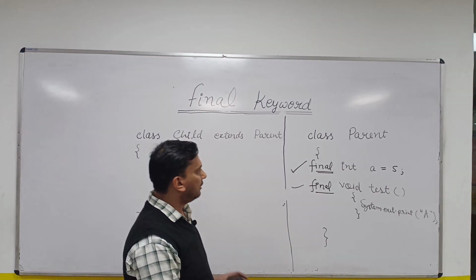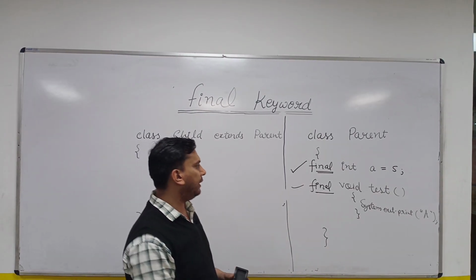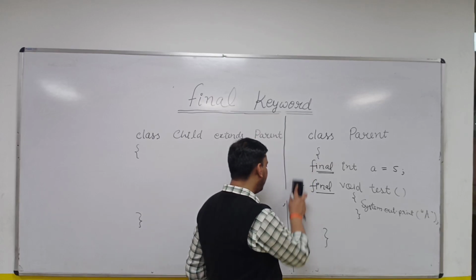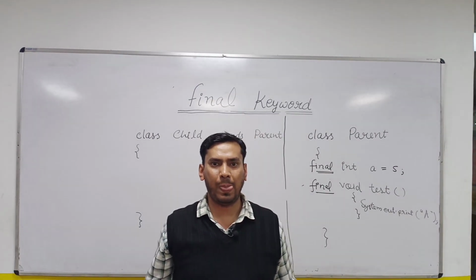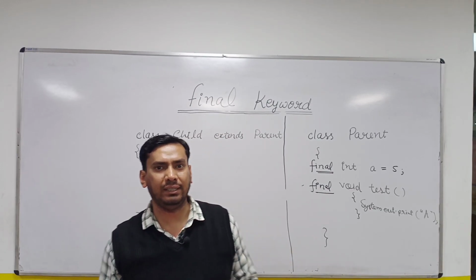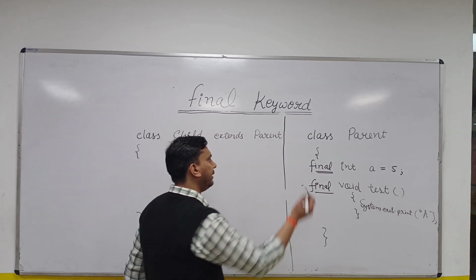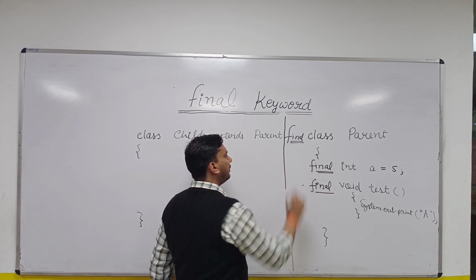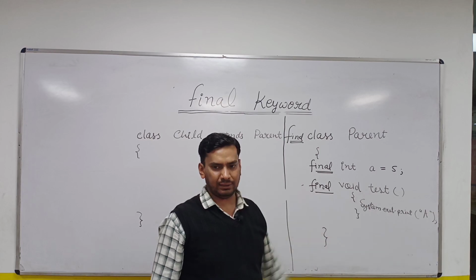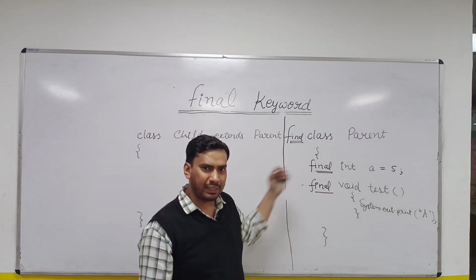Right? Third thing is, if you feel that, okay, I have created some class and nobody should be allowed to inherit this class, so you can declare a class final. As soon as you declare this class final, nobody can inherit this class. Earlier, anybody could inherit the class.